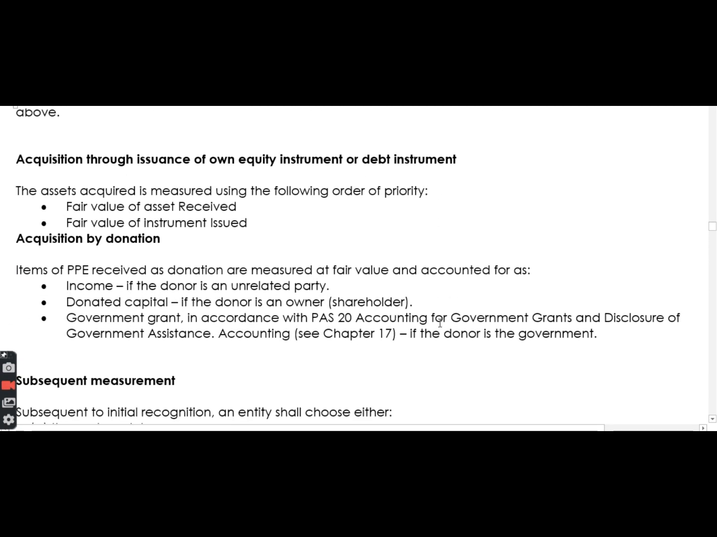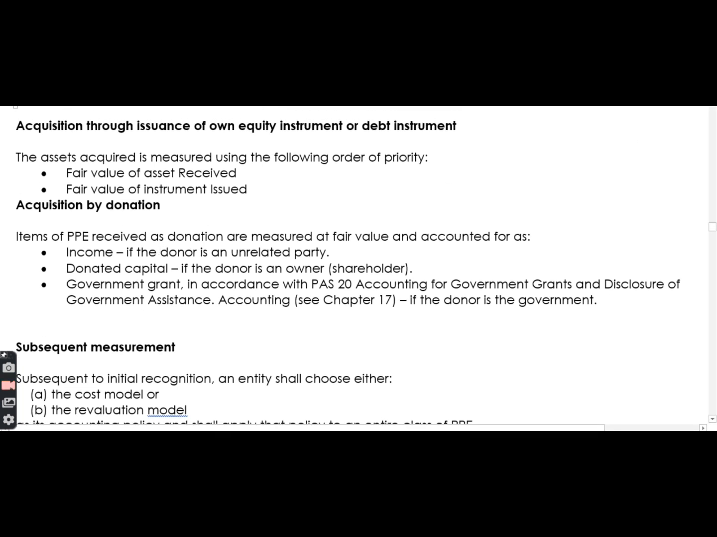Okay. What if we have an issuance of equity or debt instrument? The asset acquired will now be measured using this order of priority. Find the fair value of the asset received, then take the fair value of the instrument issued. But generally, those two are different. If you received an asset and credited a liability, usually you use IRE. IRE means take first the fair value of the liability issued, then the fair value of the asset received, and then the book value or carrying value of the liability. If it's an equity instrument, it's RII.